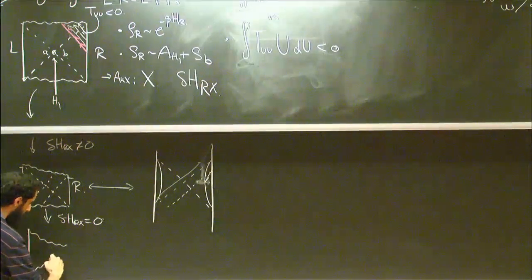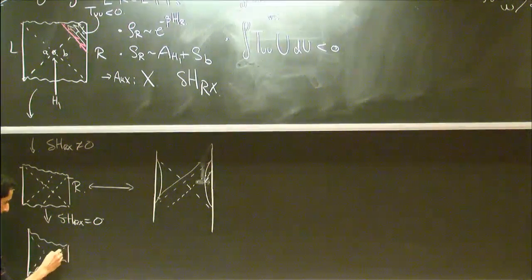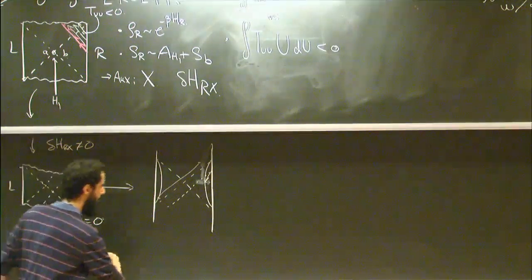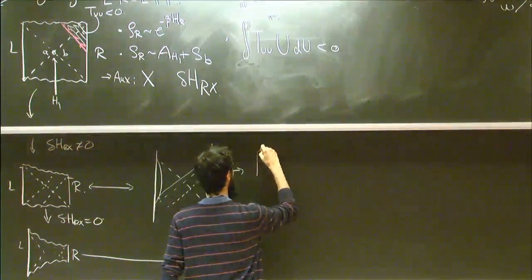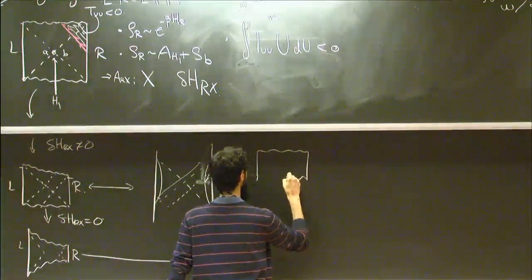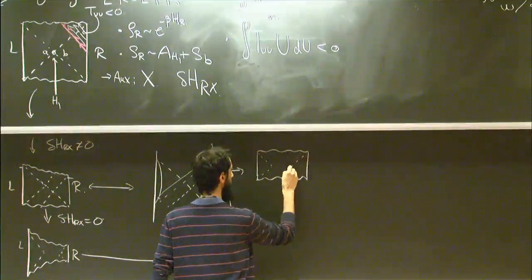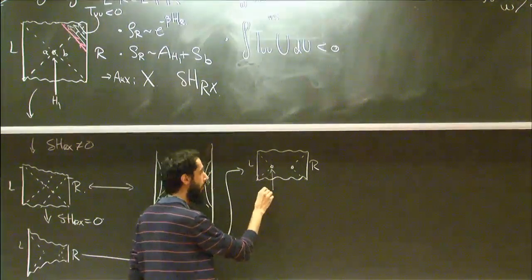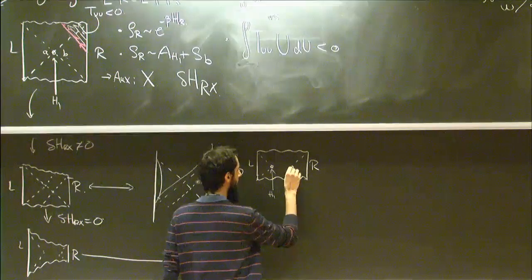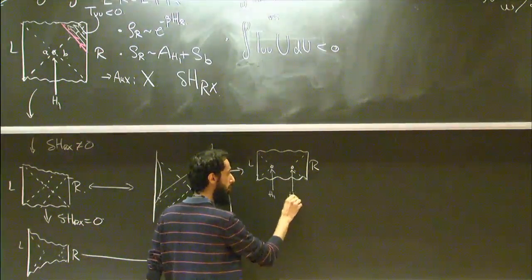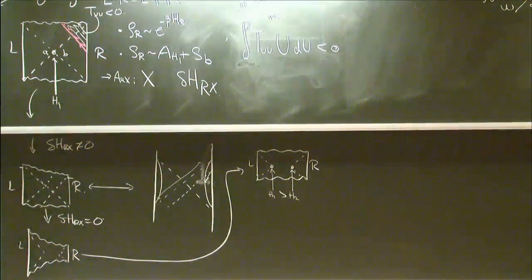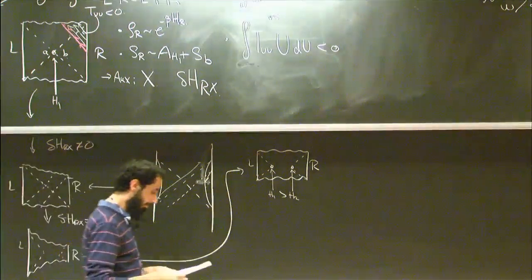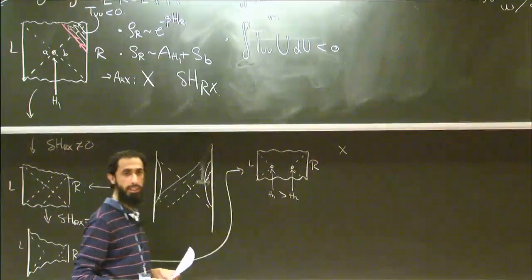It'll look something like this. That's left and this is right, which in better coordinates looks something like this. Where this horizon is H1. And now we have a new horizon, which I'm going to call H2, which is smaller than H1, which had to be true because we've extracted energy from R. There's less energy in R, and therefore you'll have a smaller horizon. And then we have the system X, which contains some of the energy that we extracted from R.